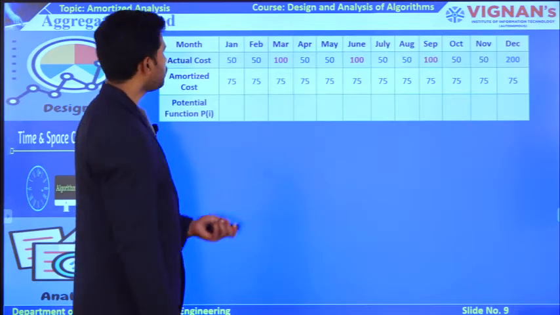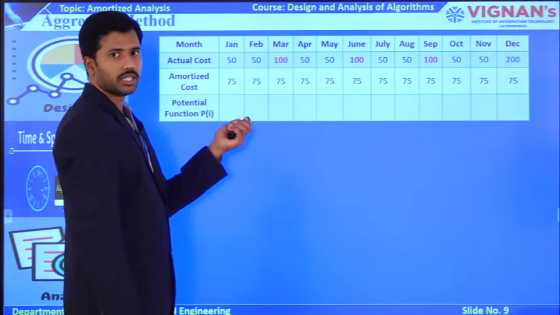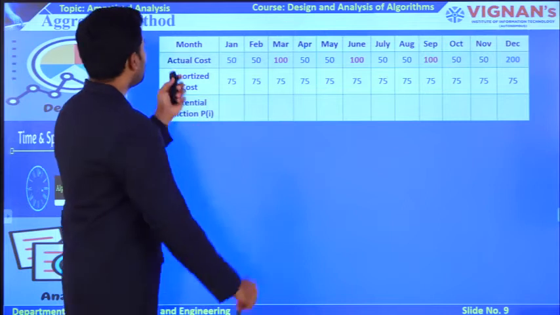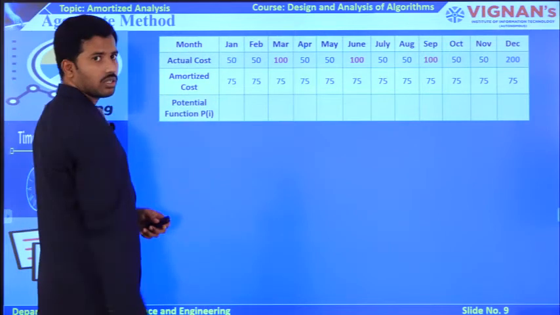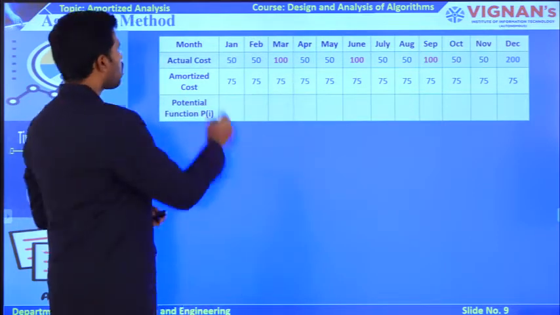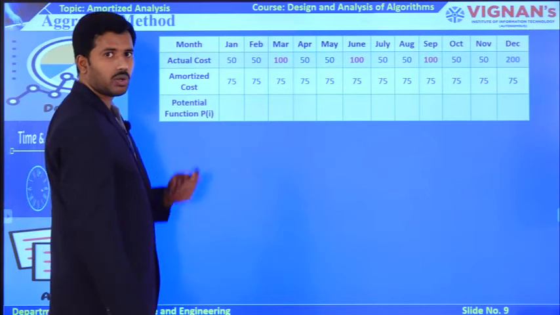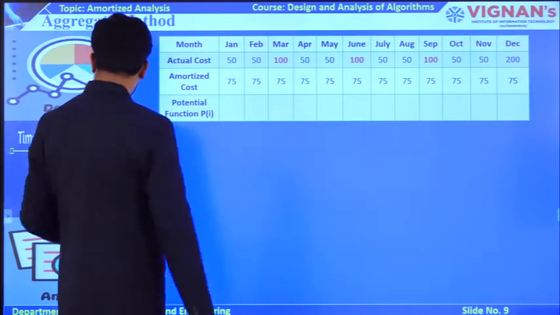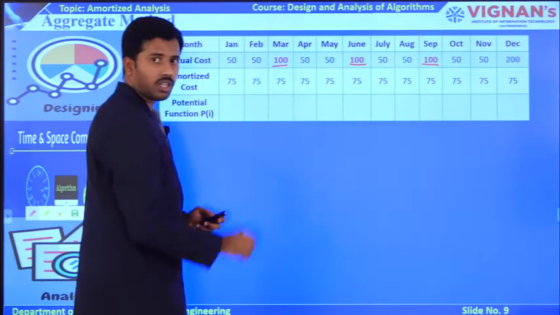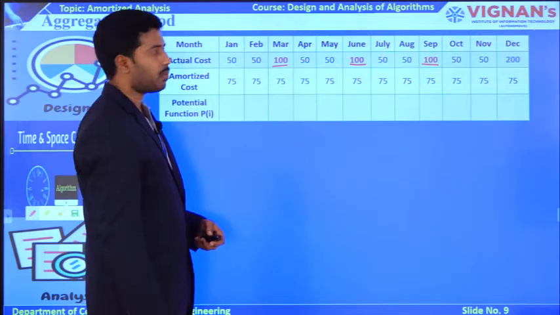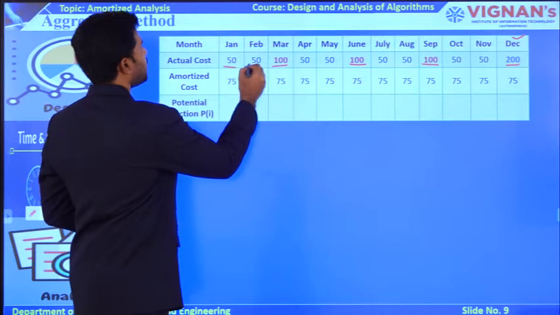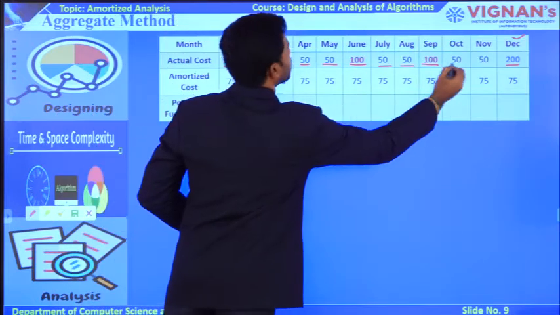Okay, now this is my tabulation method. I have converted my example into a tabulation form. First, months. A year has how many months? From January to December, I have taken all the months. Now coming to the second parameter, actual cost. How to get the actual cost? In the example they gave, they are charging 100 for March, June and September. All the values I have arranged in a tabulation form. And they are charging 200 for December, and for the remaining months the actual cost is 50. In the example itself, they gave everything.